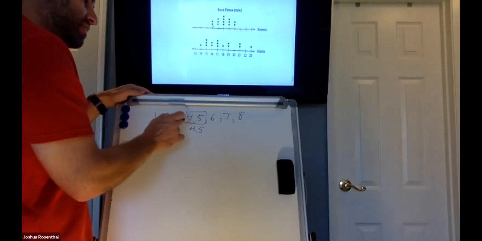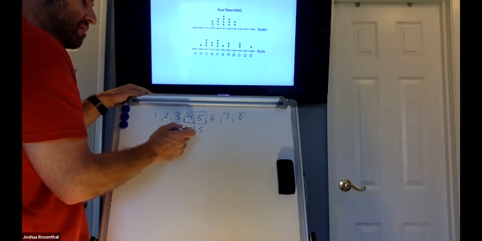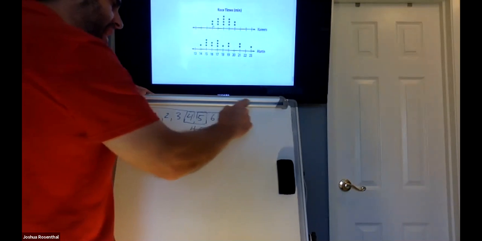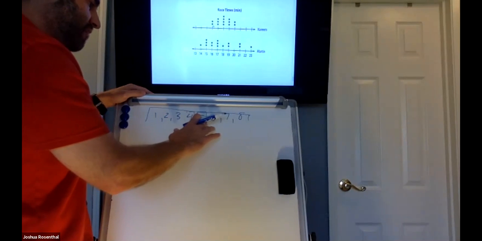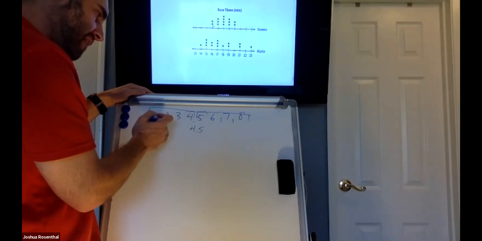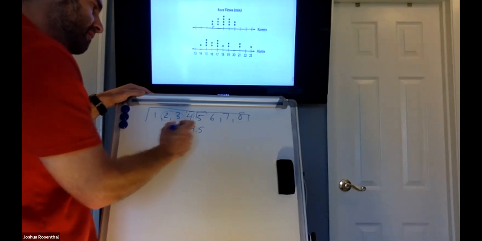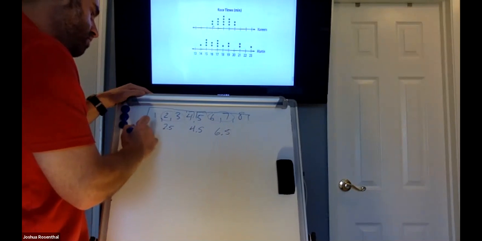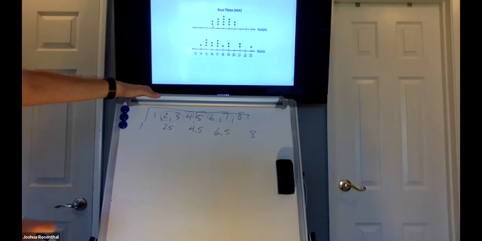So now I can actually grab the 4 because the 4 is not the median. 4.5 is the median. So I can grab the 4 and I can separately grab the 5 and there's no overlap. Now that I've grabbed the 4 and the 5 for the lower half of the data, the average of 2 and 3 is 2.5 and the average of 6 and 7 is 6.5. And then 1 is your lower extreme, 8 is your upper extreme. Those are your 5 data points.